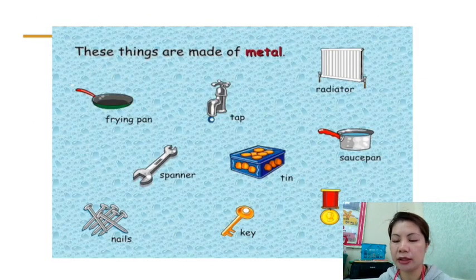Okay, next are the things made of metal. Examples are a frying pan, a tap (a tap is where we get our water), a radiator, spanner, tin, a saucepan, nails, key, and medal. All of this is made of metal.